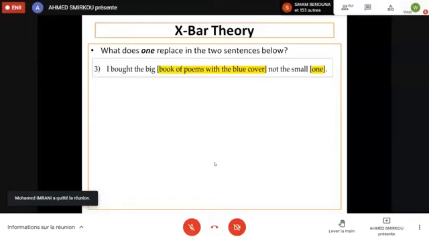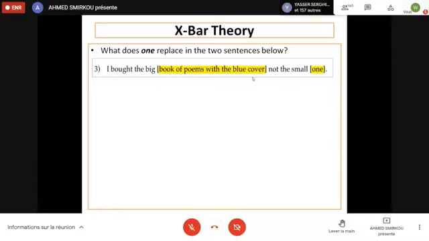Fine. So here, this is the first problem. Why? Because remember what we said a long time ago in the constituency test. If you can replace a group of words with one word or with one entity, it means that that group of words forms a constituent. This means that book of poems with the blue cover forms a constituent. And any group of words that forms a constituent must be branched from a single node, which means we need to have a node that includes only book of poems with the blue cover.